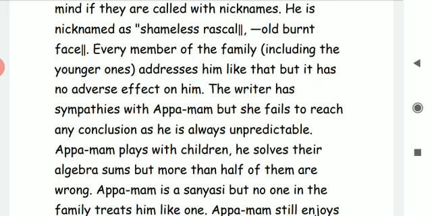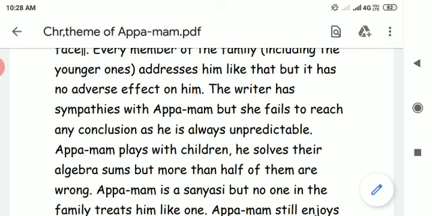Now, in the story, we understand that this particular character is quite unpredictable. The family is always against his sannyasihood, but the writer sometimes understands that perhaps Appa-Mam is a sannyasi because he is doing those types of activity. But at the same time, his behavior sometimes goes quite opposite to what we understand, and that's why his character is unpredictable. It's very difficult to judge Appa-Mam.